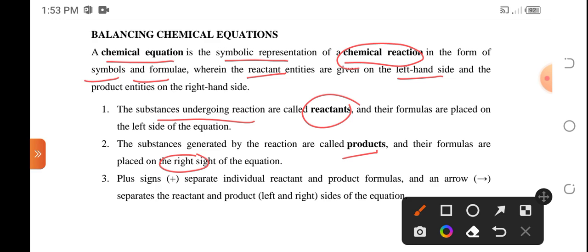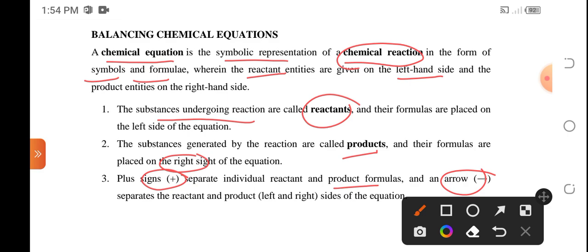So if there are two or more substances in the form of elements or compounds, their formulas or symbols will be separated with a plus sign. That is also true for the products. If you are producing two or more products, then the formulas for these substances will be separated with a plus sign. Now, to distinguish reactants from the products, we use an arrow to denote that the process flows from the reactants going to the products.